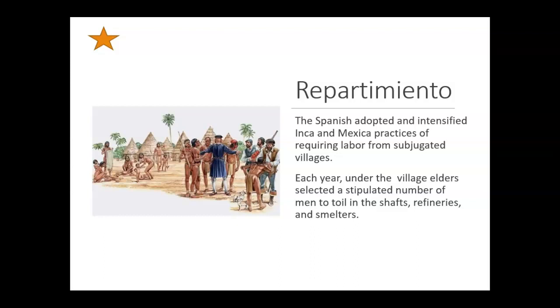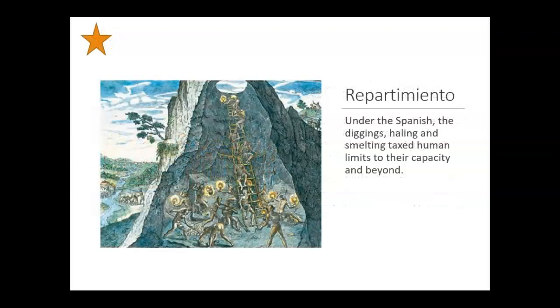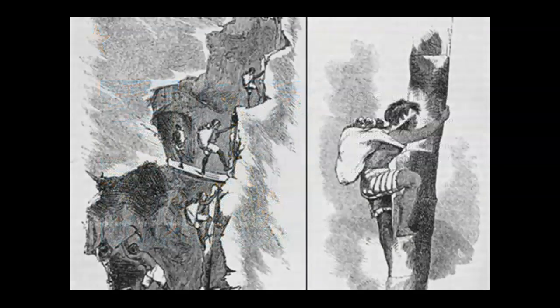Under the Spanish, the diggings, hauling, and smelting taxed human limits to their capacity and beyond. Mortality rates were appalling. Brutal hard work and poisonous exposure to mercury, which was used in the refining process, led to the deaths of thousands.